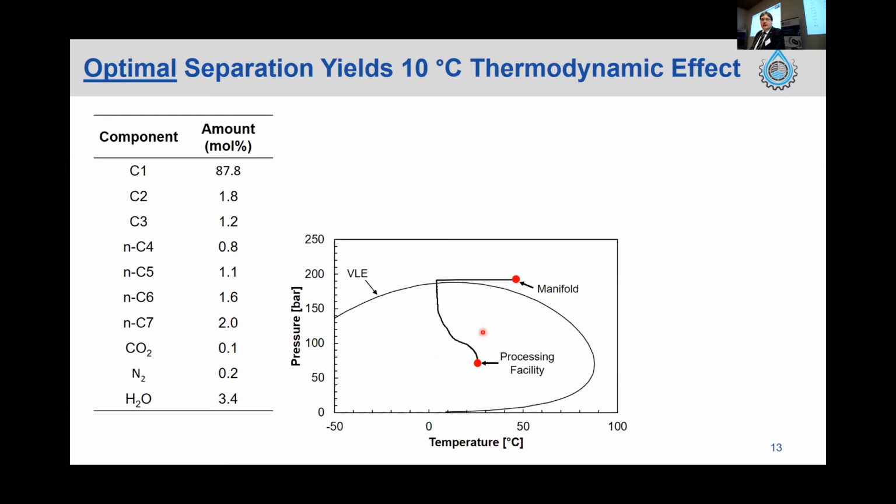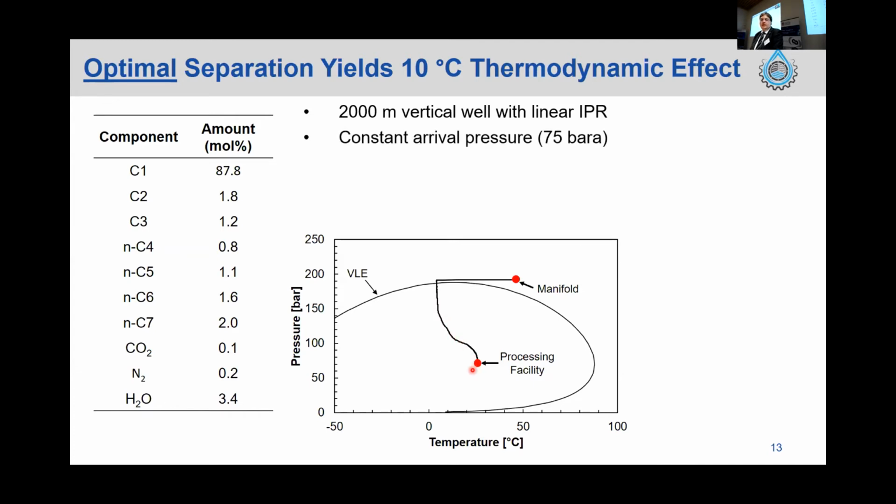Now what's actually in the pipeline? Well, we've got the composition here, and we've got a little PT diagram with our VLE curve here. So at the manifold, the entrance to this, our inlet condition is a 2K vertical well with a linear inflow performance relationship on it. This then cools rapidly, and we slowly move along till we get to our processing facility. The boundary condition there is just kept at 75 bar, more or less to match what you would see at the inlet to one of your LNG facilities.